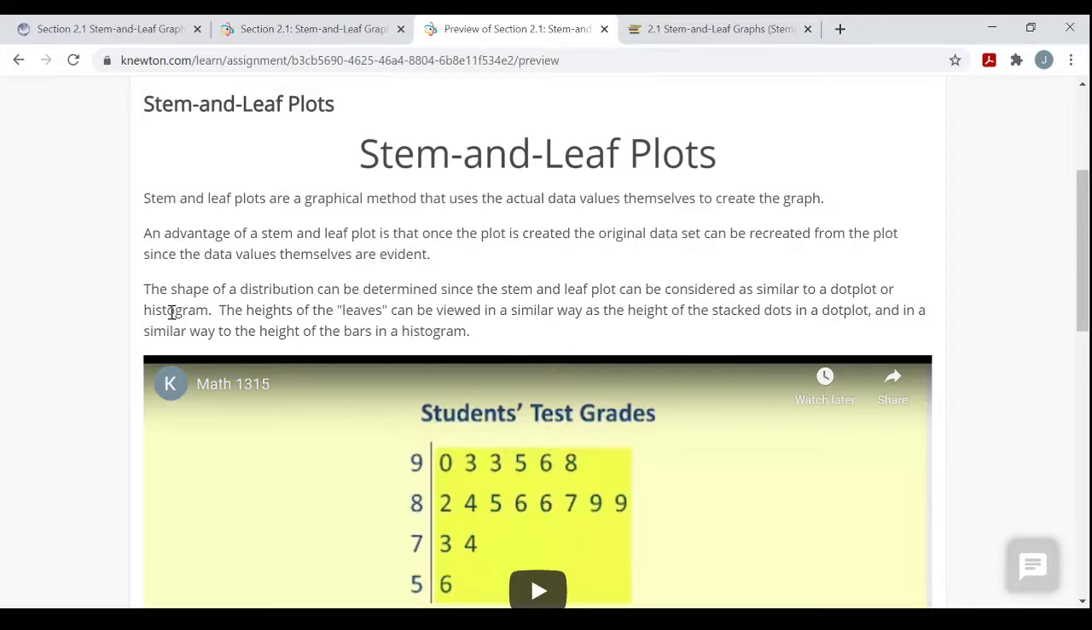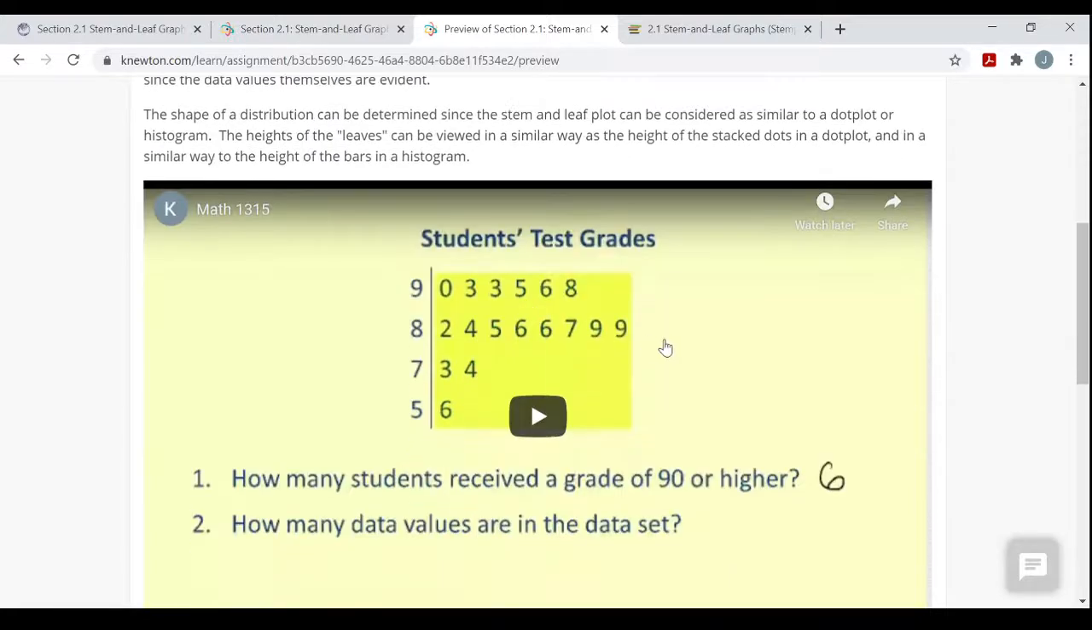But basically, what they're saying here is that these stem and leaf plots look kind of like bar graphs, right? A histogram is a type of bar graph, but instead of bars, you have stacks of numbers. The heights of the leaves can be viewed in a similar way as the height of the stacked dots in a dot plot, and in a similar way to the height of the bars, right? I mentioned bars in a histogram. A histogram is a type of bar graph.